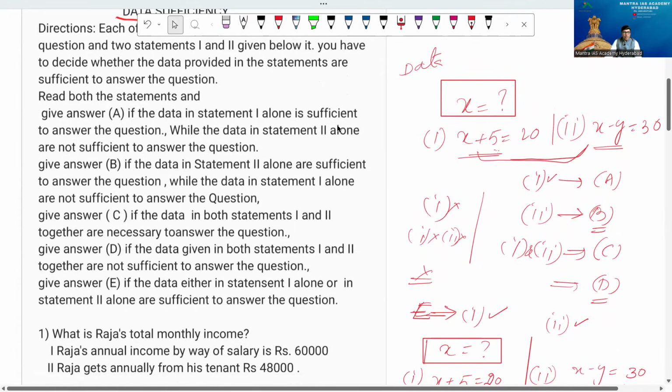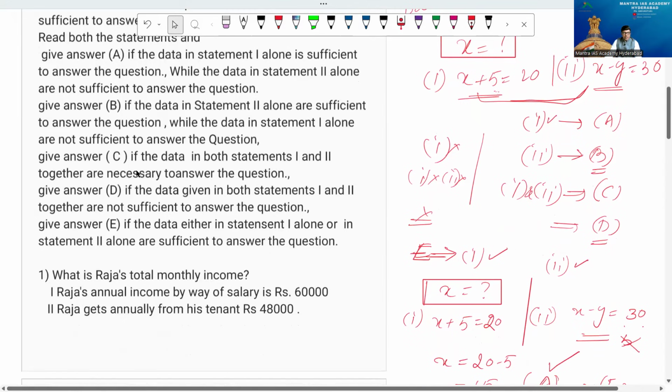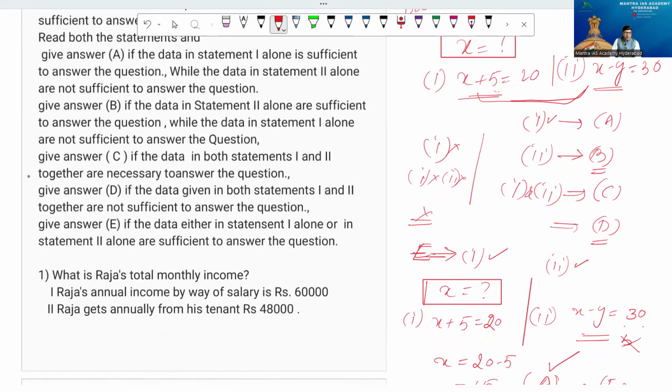When the data in statement 2 alone is not sufficient to answer the question, then it is A. Give answer B if the data in statement 2 alone is sufficient to answer the question, but the data in statement 1 alone is not sufficient. In the same style, give C if the data in both statements 1 and 2 together, not individually, are necessary to answer the question. Give D if the data given in both statements 1 and 2 together are not sufficient to answer the question. E is if the data in either statement 1 alone or statement 2 alone is sufficient to answer the question.